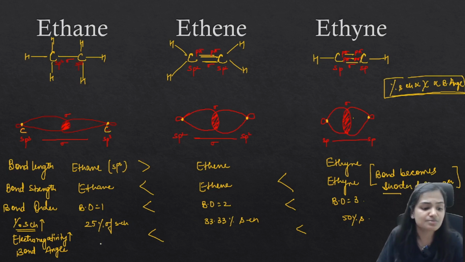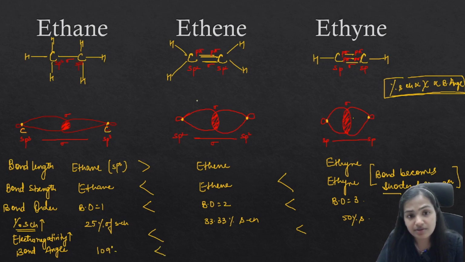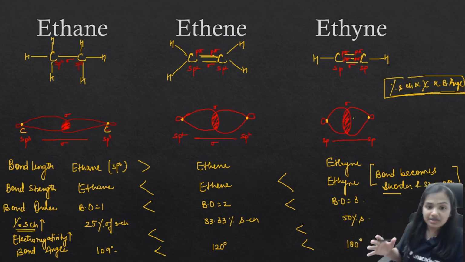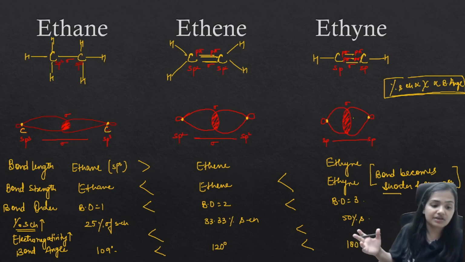We can see this experimentally here. In the case of ethane, we were having a bond angle of 109 degrees something. Okay, but here the bond angle becomes 120 degrees, and here the bond angle becomes 180 degrees. So all these can be answered only by the concept of hybridization.